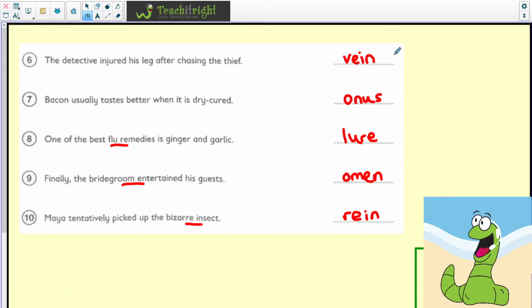And the last set, we've got vain, onus. Now an onus is like a burden. So if you put the onus on someone, it's to burden someone. Lure, to encourage and lure someone towards something. Omen, and then rein. And we must just be a little bit careful on that last rein. That's the rein that you would use to steer a horse, your reins.